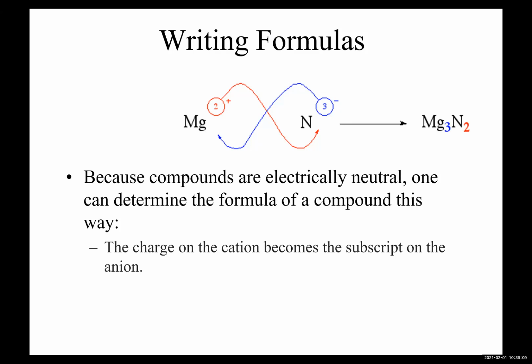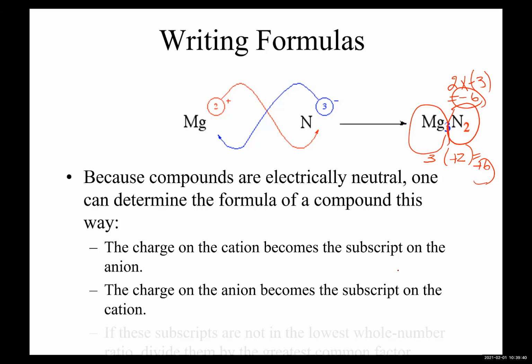In other words, if I have 2 nitrogens and every nitrogen is -3, do I get a total of -6 for 2 nitrogens? And I have 3 magnesium, and each magnesium has a +2 charge, we get +6. So +6 and -6 add up to be 0. So that's the correct formula.